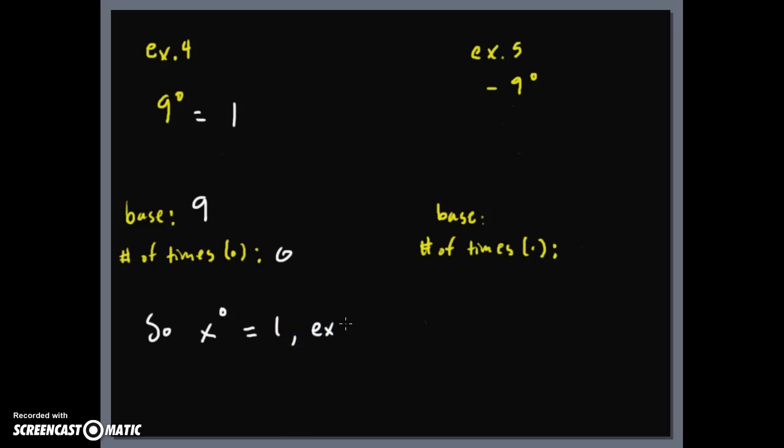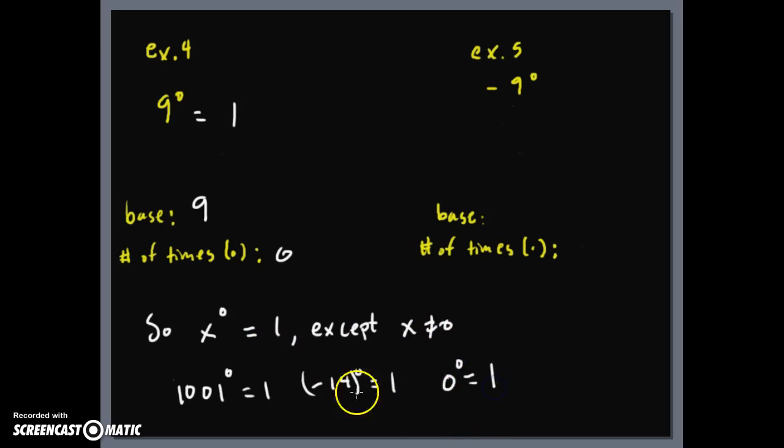Except x cannot equal 0. So we can say, if we had 1001 to the 0 power, that equals 1, right? Negative 14 to the 0 power, that equals 1, right? 0 to the 0 power does not equal 1. That's the one exception. So these two apply here. This applies here. This does not equal 1. This is no good.